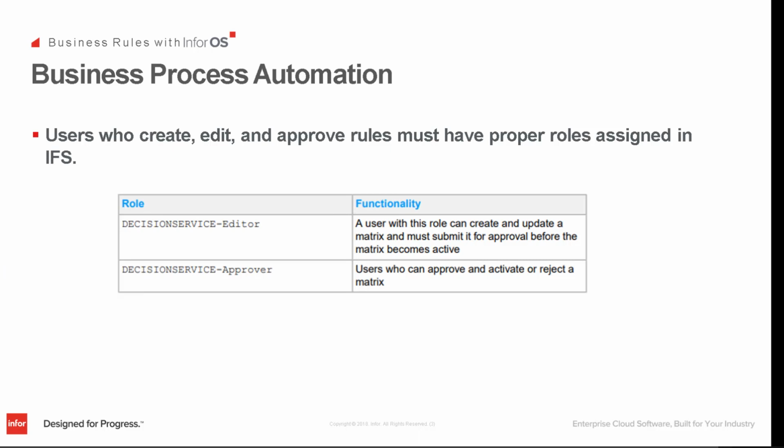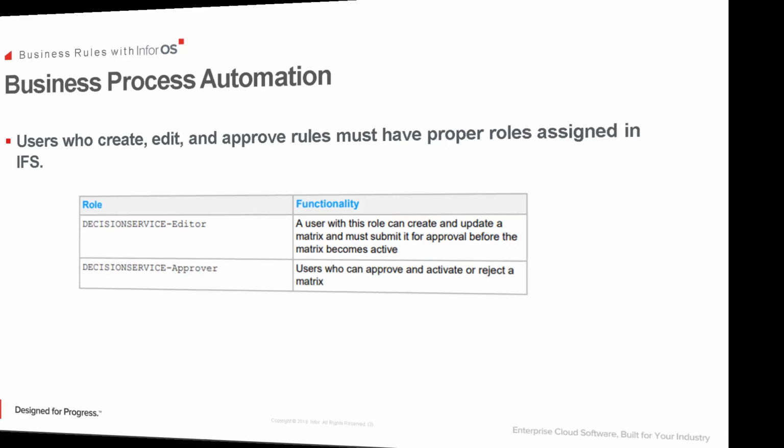Now you should know that you have to assign these roles to the users in IFS. There's a decision service editor, and that's the person who creates and edits the rules. And then there's a decision service approver. That's who gets the ability to approve the changes that the editor makes. Let's take a look at how to do this.